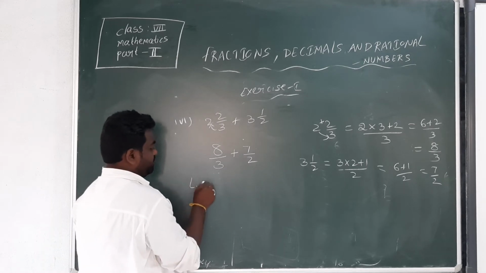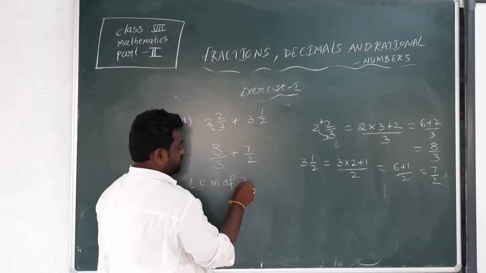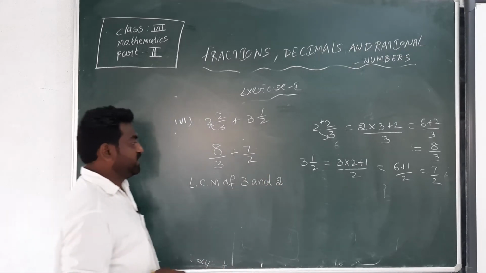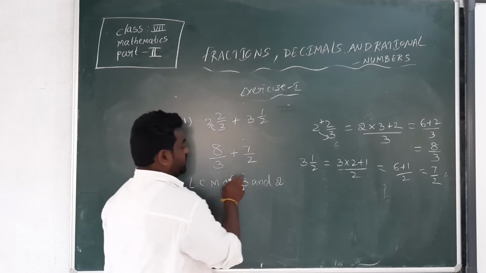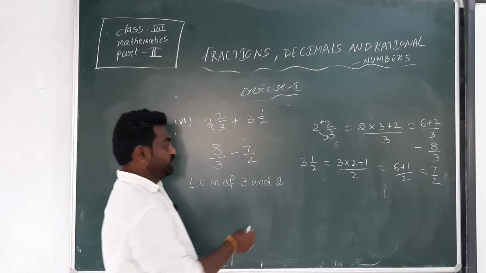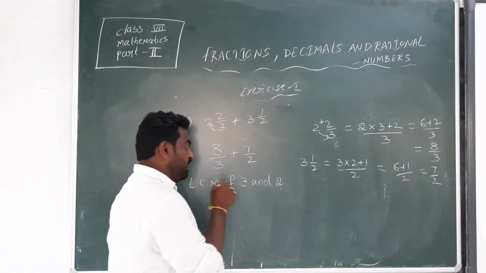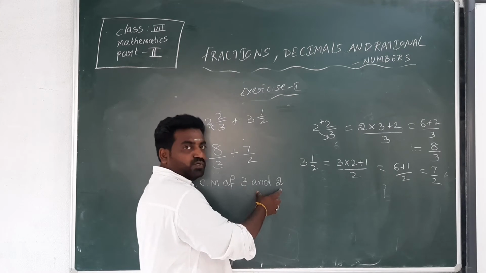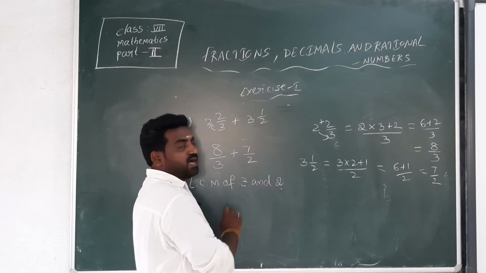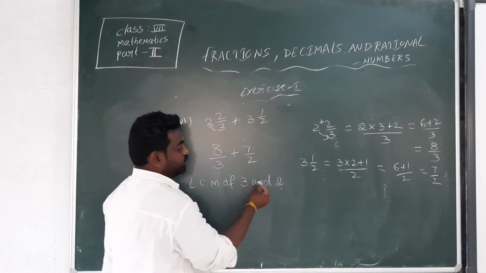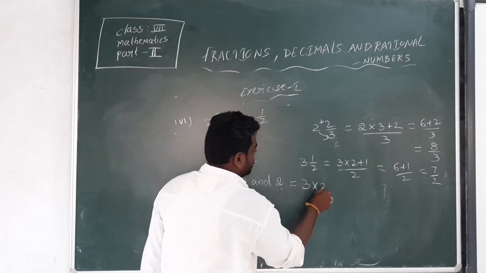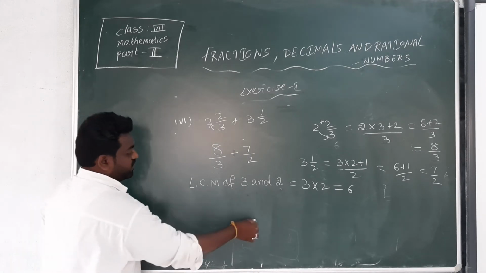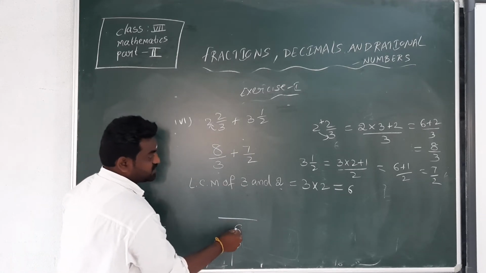Take the LCM of 3 and 2. Here 3 is an odd number and 2 is an even number, one odd and one even. So the LCM is the product of 3 and 2, which is 6. Now the LCM is 6.